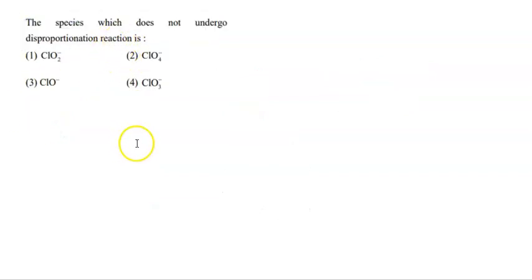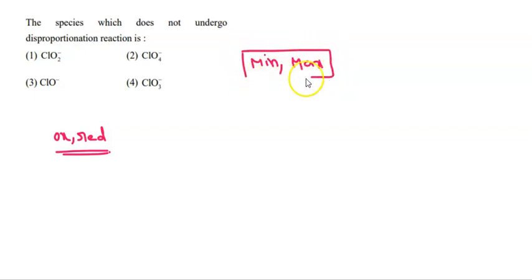The species which does not undergo disproportionation reactions. What is meant by disproportionation reactions? The atom of an element that undergoes both oxidation as well as reduction, those redox reactions are called disproportionation reactions. If any element exhibits its minimum oxidation state or its maximum oxidation state, then that particular element cannot exhibit disproportionation reactions.